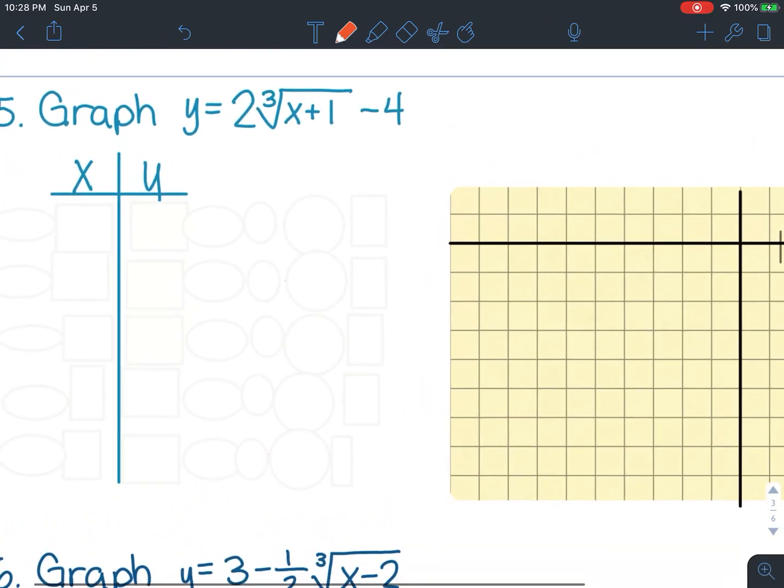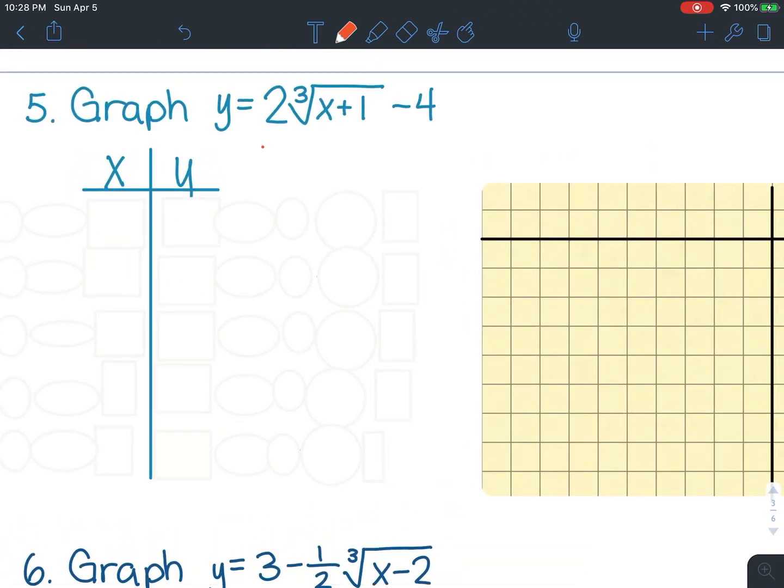All right, let's try some transformations. So now we have a 2 on the outside, a plus 1 on the inside, and a minus 4 on the outside. This plus 1 on the inside is going to change my x values, and I'm going to take all of my x's and subtract 1 from them, or add negative 1, because x's lie. This is going to be a y, so I'm going to times all of my y values by 2, and then after I do that, I will add 4 to the y's.